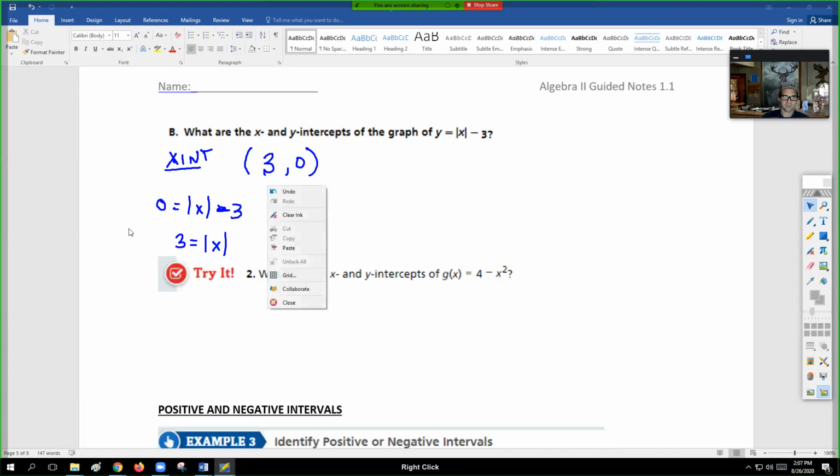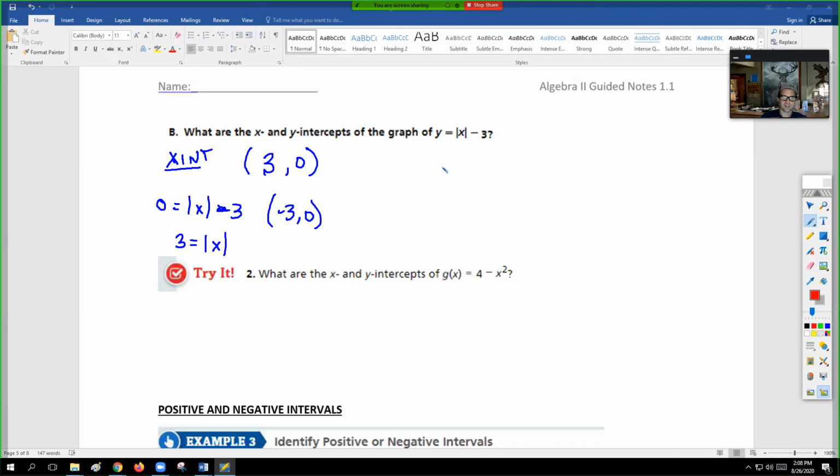Well, definitely 3 does. And that's not the only one, though. -3 works as well. So we would actually have two x-intercepts. Maybe we'll double check this one on Desmos when we're done here, of -3 and +3.